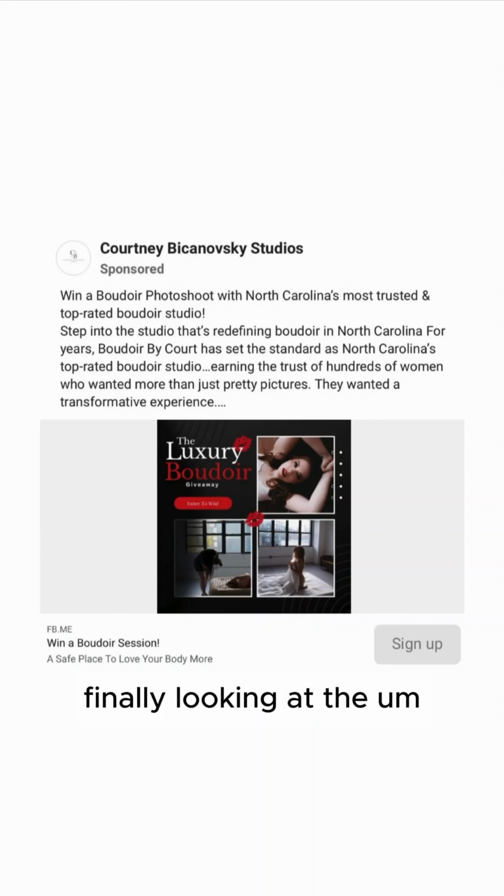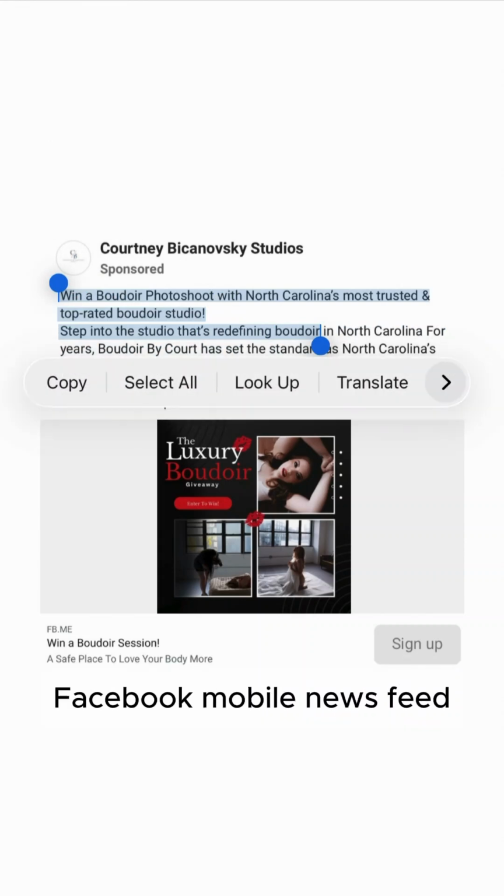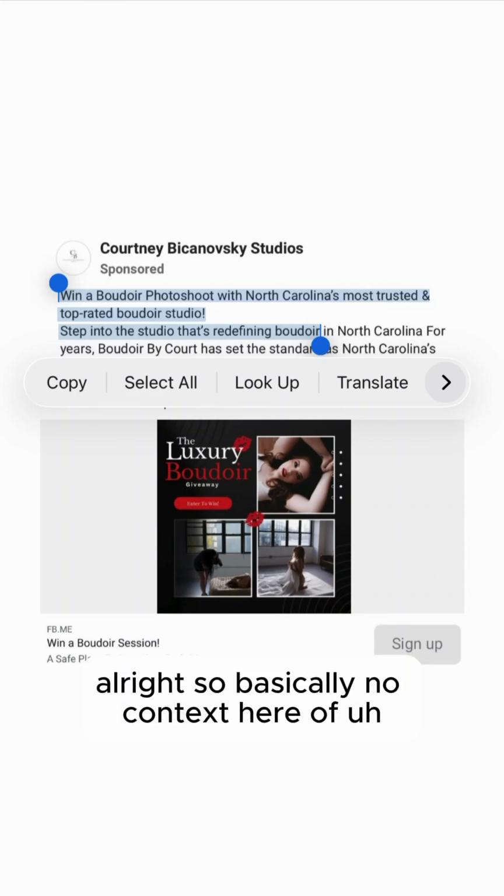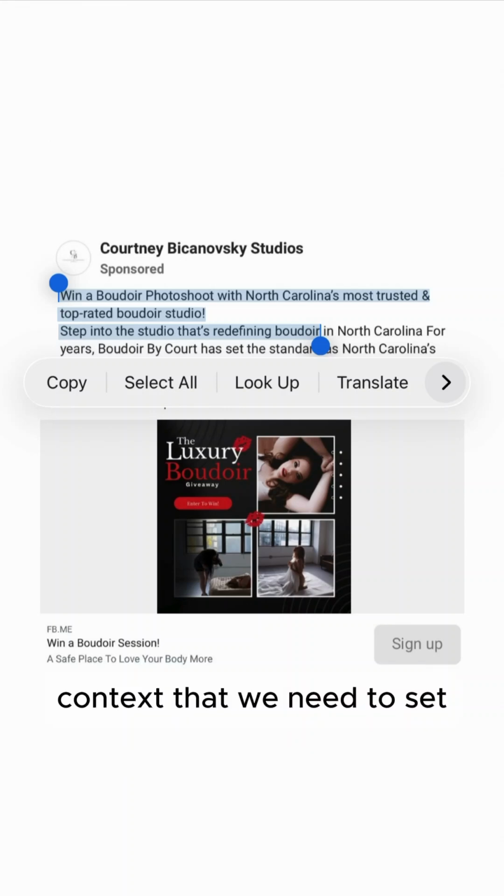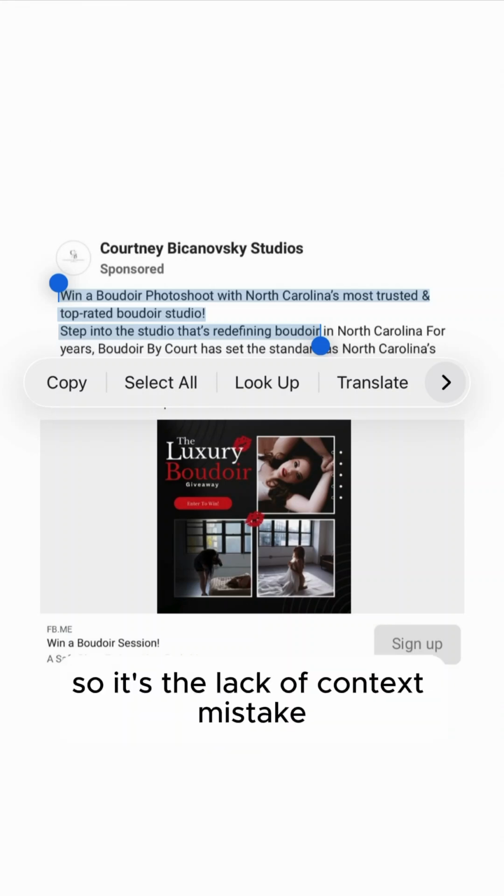Finally, looking at the see more headline here. The first 2 3/4 lines in the Facebook mobile news feed is all people will actually see when they see our ad. So, Boudoir photo shoot, search funding Boudoir. All right, so basically no context here of the context that we need to set. So it's the lack of context mistake.